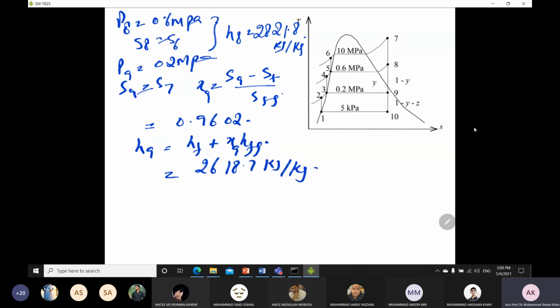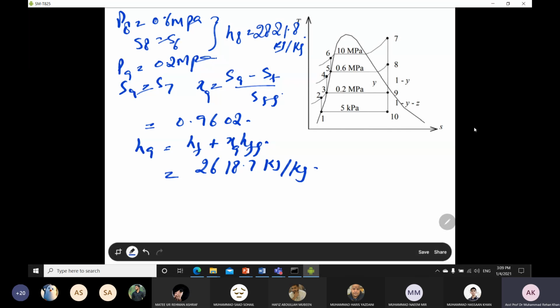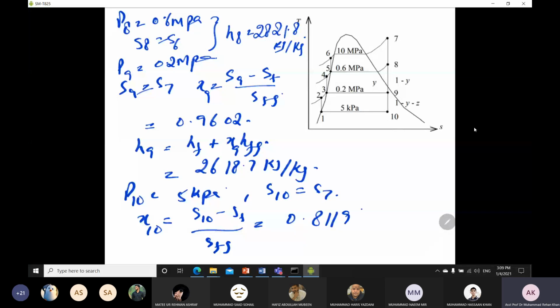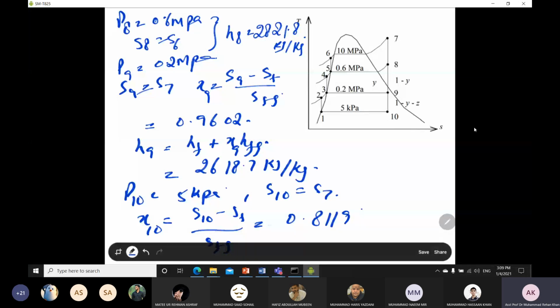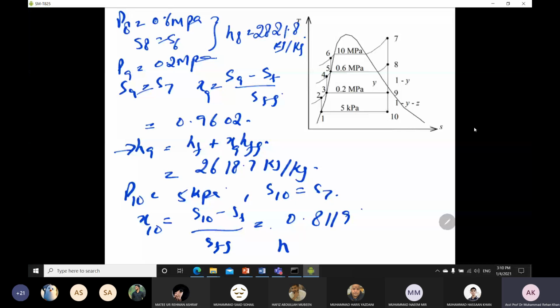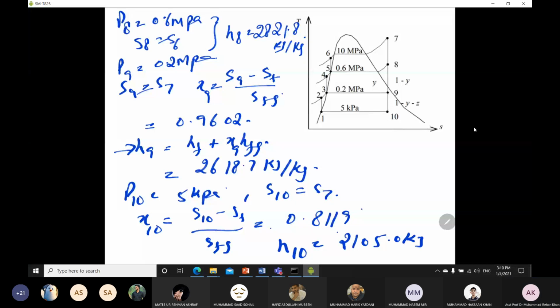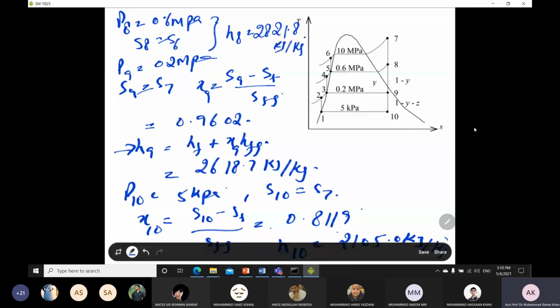For state number 10, you already know that P10 is equal to 5 kilopascal. This is also in the two-phase region, so you again have to find X10 first. X10 is equal to S10 minus SF over SFG. Plug in all the values and you will get the quality. In a similar pattern as we found H9, you find H10 also. H10 is equal to 2105.0 kilojoule per kg. Now all the state enthalpies are known to us.